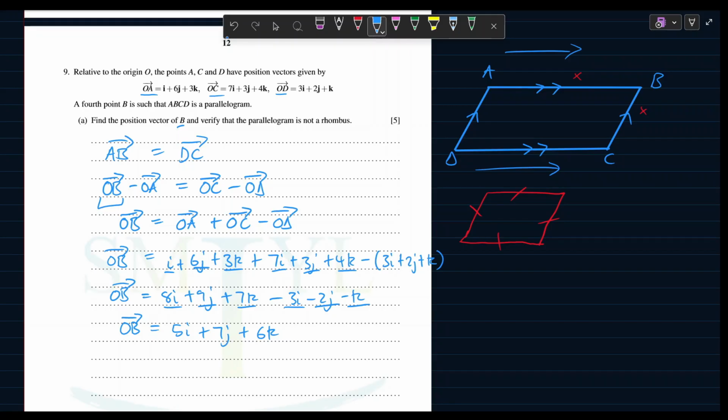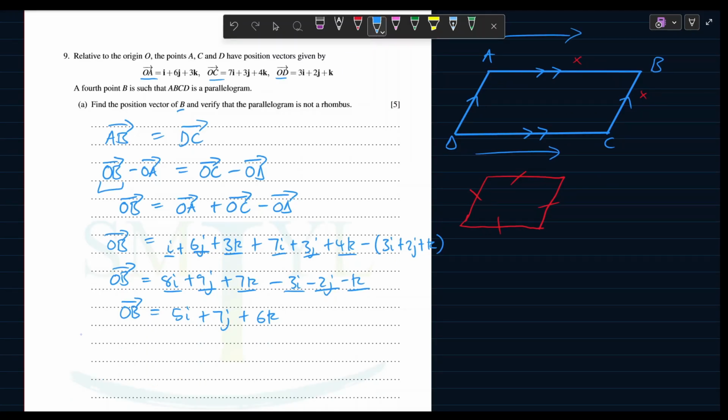We have found the position vector of B. Now we need to verify that the parallelogram is not a rhombus. So like I said, we just have to show that the length of AB is not the same as the length of BC. So magnitude of AB is not the same as the magnitude of BC. So this is what we need to prove.